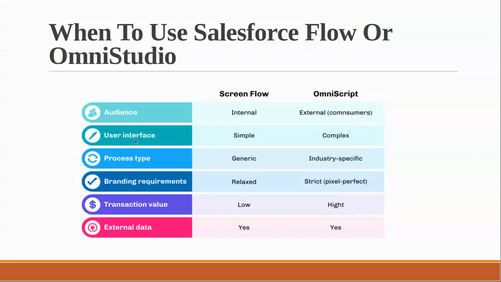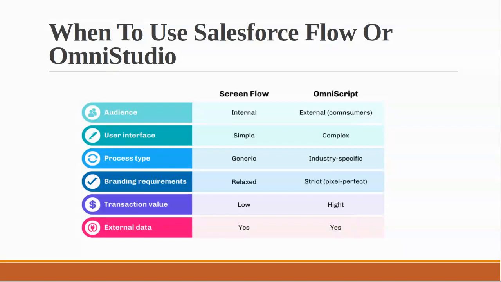So basically Salesforce Flow is designed for internal audience and OmniScript is designed for external audience. What do we mean by internal audience? Internal audience can be treated as the persons or the group of individuals who are familiar with the functionality, who don't want extra information like big descriptions for their functionality explanation.